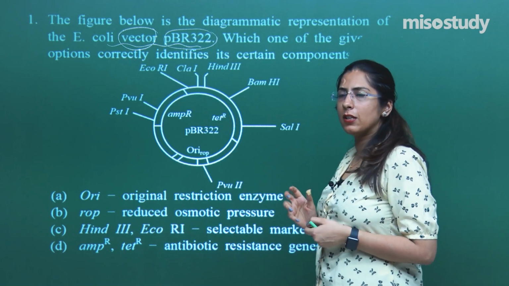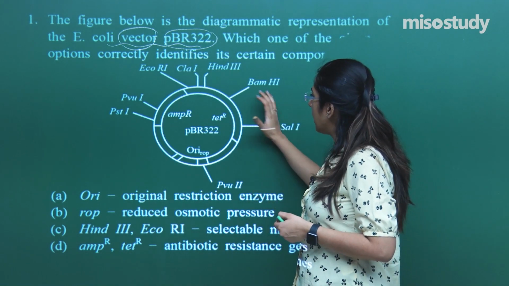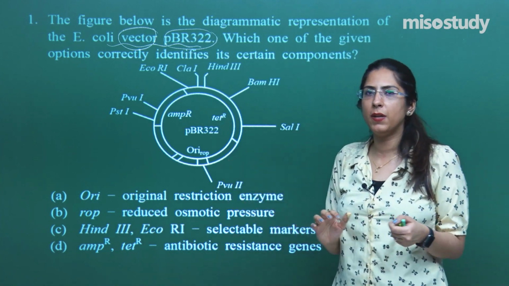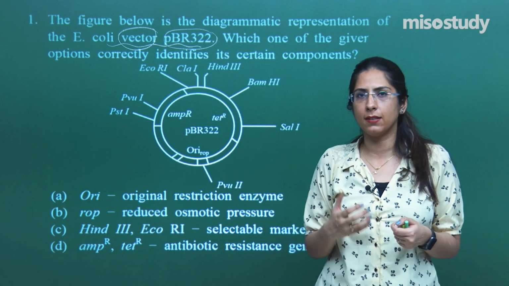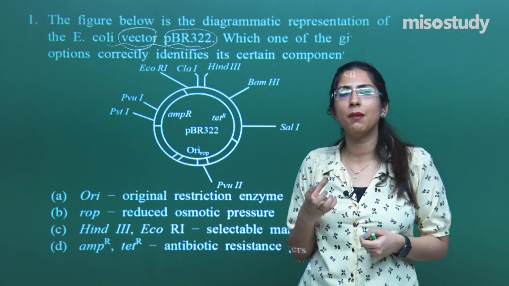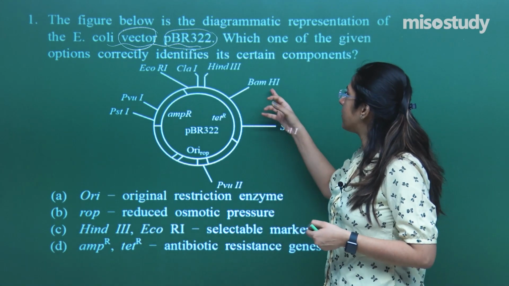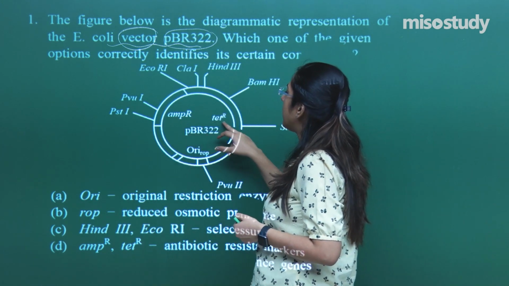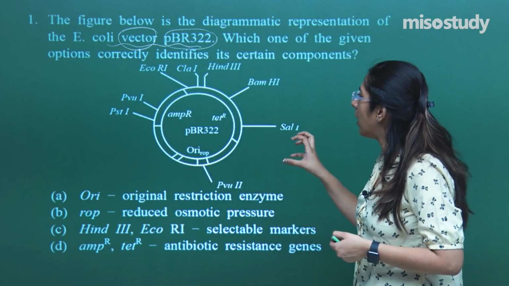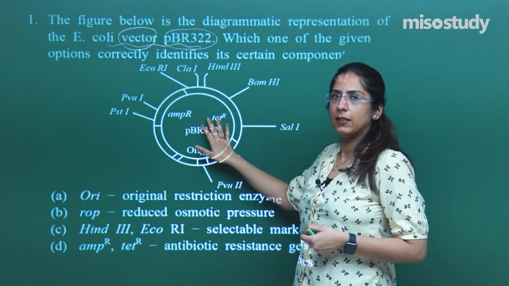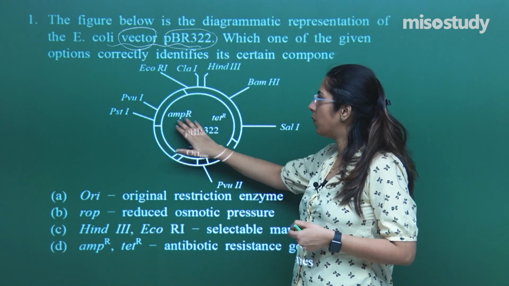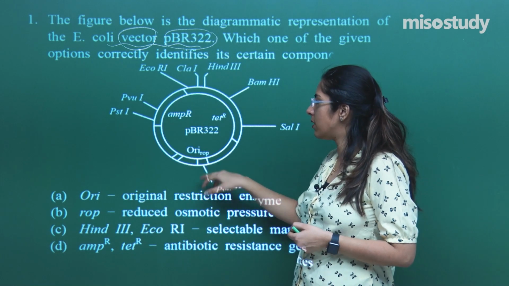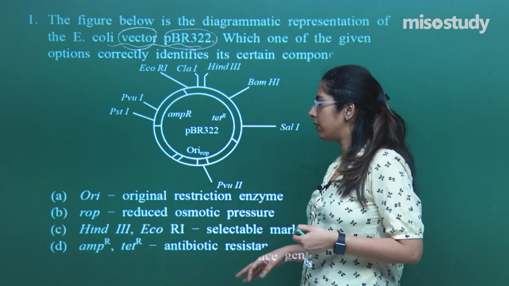When I was discussing the whole chapter, I told you that in a plasmid different sites are there. Some sites are the origin of replication, some sites have proteins for where the replication starts, and some are the sites of restriction enzymes. And what do you mean by AmpR and TetR? That is resistance to ampicillin and tetracycline, and these act as markers. So these are markers, these are restriction enzymes, and this is the origin of replication. Let's look at the options, then we'll discuss one by one.